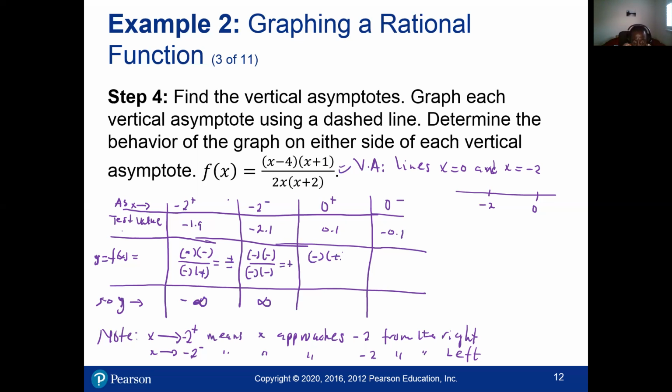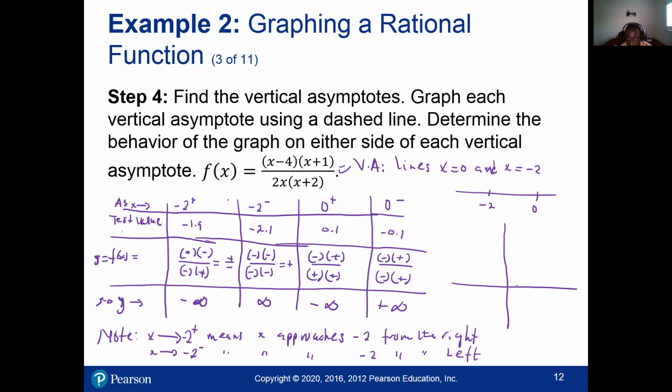And then when you plug in 0.1 into that, okay, this is negative, the numerator, and then 0.1 plus 1 is positive. Okay, 2 times the positive value will be positive. And then 0.1 plus 2 is also positive. So this is negative infinity. And then finally, negative 0.1 into that. Well, the numerator, the same thing, is negative. This will be positive. And then you have negative times positive. So that goes to positive infinity.